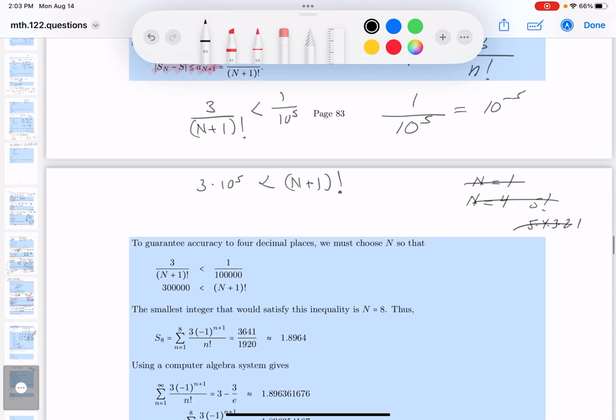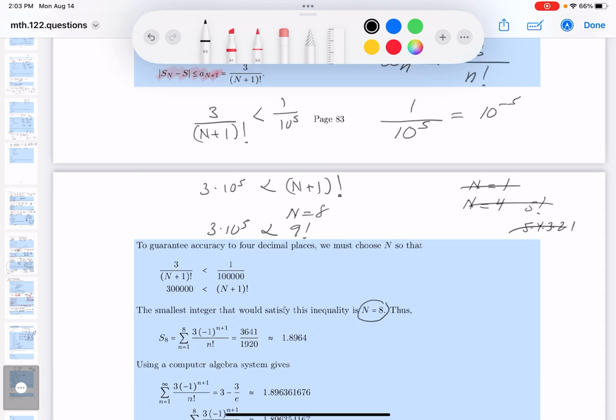I will say this, though. You'll arrive at the answer for n equals 8. In other words, 9 factorial, that's when n equals 8. This would definitely make this thing greater than 3 times 10 to the 5th, all right? Again, you can use a calculator if you want to.